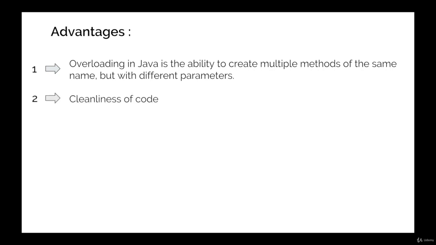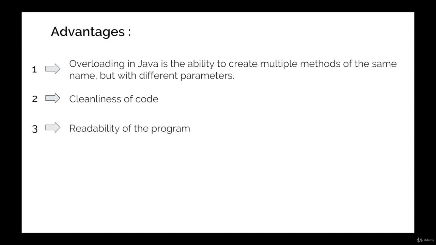The second advantage is it helps you maintain the cleanliness of the code. Like we took a look at the example of finding an absolute value of a variable in C programming versus finding an absolute value of a variable in Java programming. We saw that we had to call different method names for doing the same function but with a different data type. So it indeed helps us maintain the cleanliness of the code.